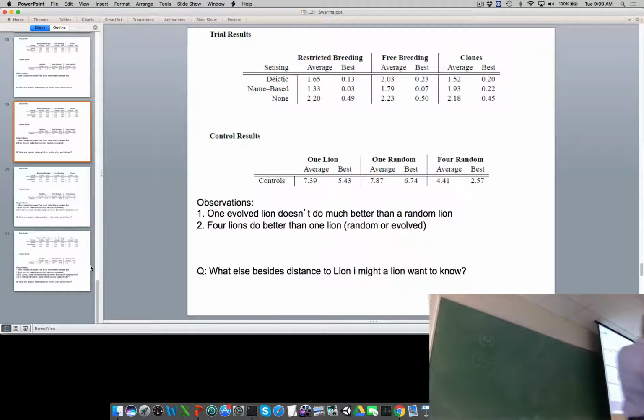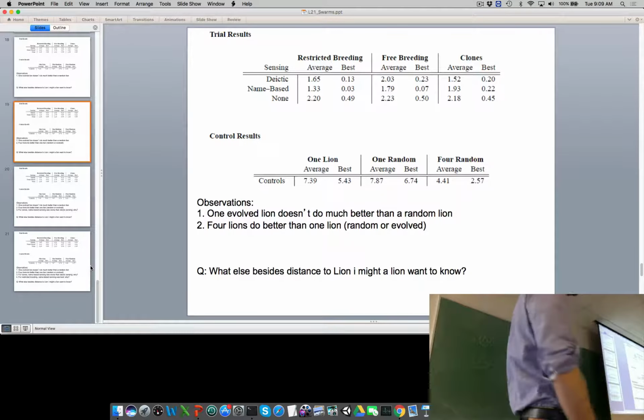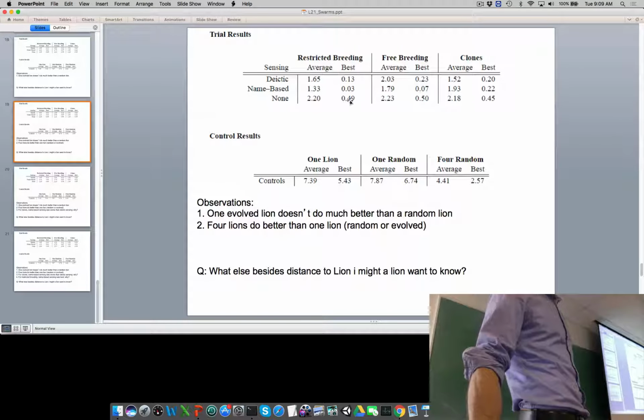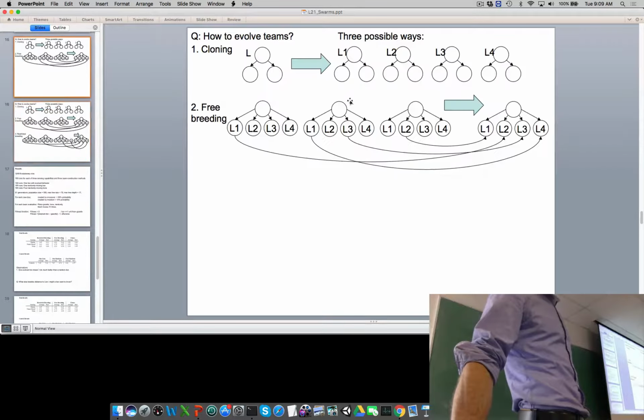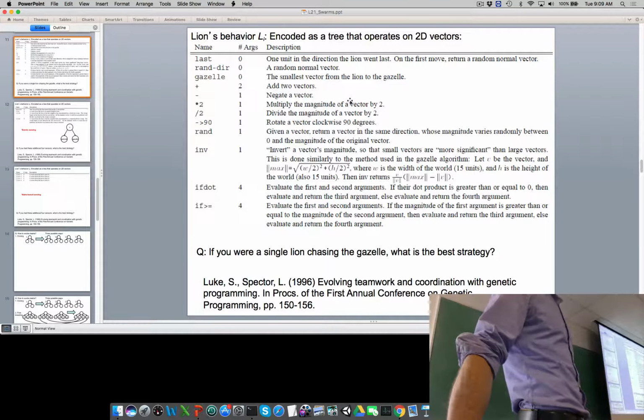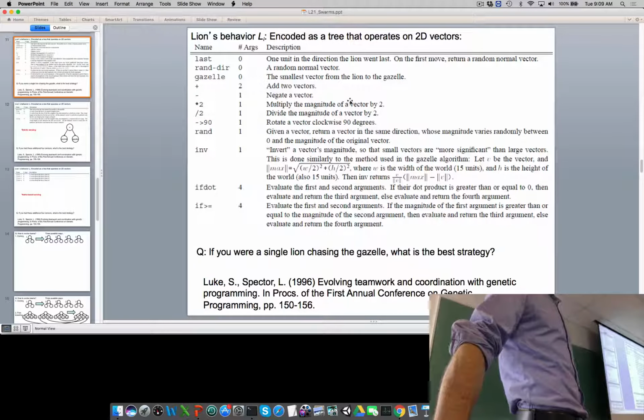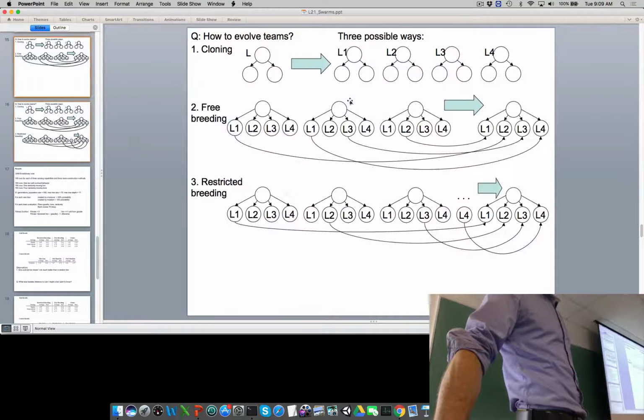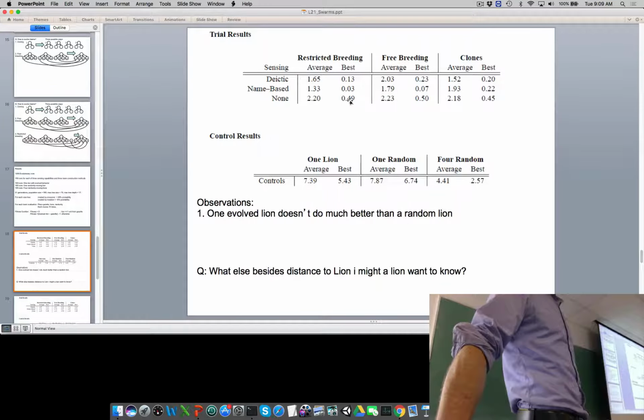Clearly, though, in the 9 experiments above, if you look at the averages there, even the best, you can see that the lions in all 9 cases did better than the 4 random lions, which tells us that evolution actually was doing something in all of these 9 experiments, right? There was some combination of these vector operations that would allow the lions to coordinate their action and get closer to the gazelle compared to the 4 randomly moving environments.